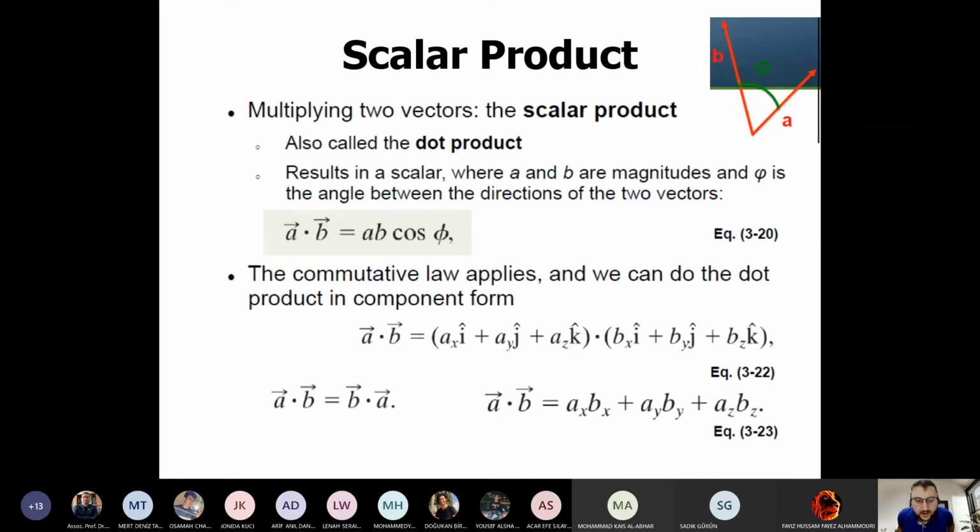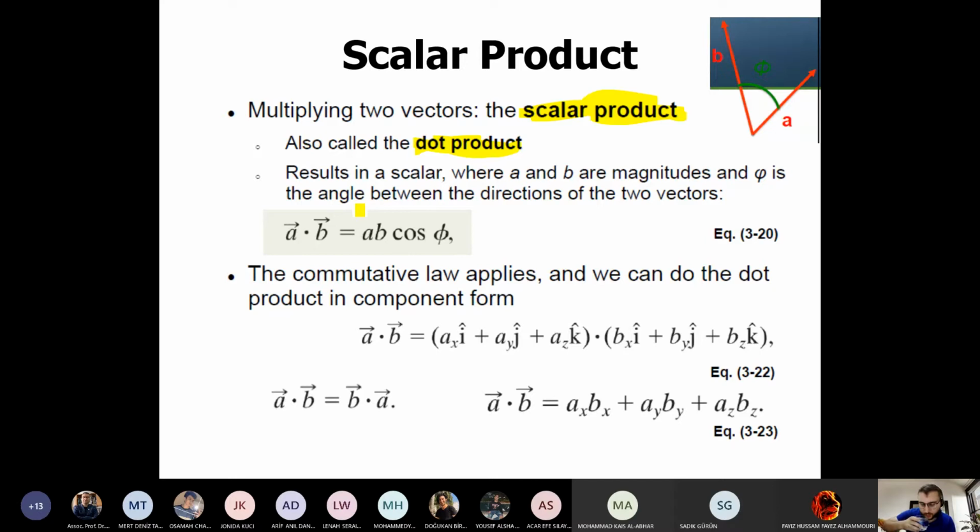Yes, another important thing for vectors is the scalar product. So what does it mean? Scalar product is what happens when two vectors multiply each other. But when you multiply two vectors, there are two different products: one is the scalar product and the other is the vector product. First, we are going to study the scalar product. It is also called the dot product.